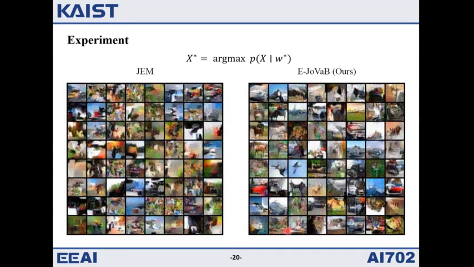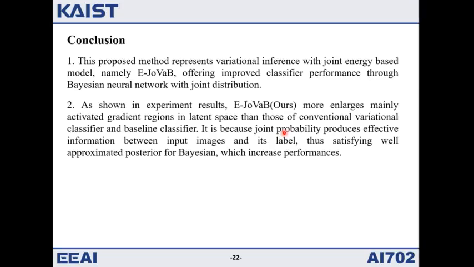Interestingly, when we train an input image for maximizing the prior with frozen weight parameters, JEM generates much more ambiguous and less definite images than E-JoVaB. Because E-JoVaB has a well-approximated posterior, we can see improved performance in terms of Bayesian inference or Bayesian generative models. Conclusion. The proposed method represents variational inference with a joint energy-based model, namely E-JoVaB, offering improved classifier performance through Bayesian neural networks with joint distribution.